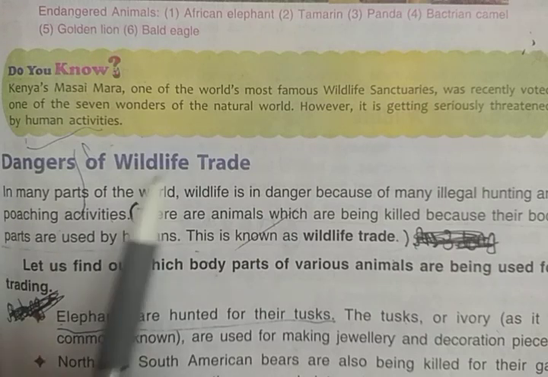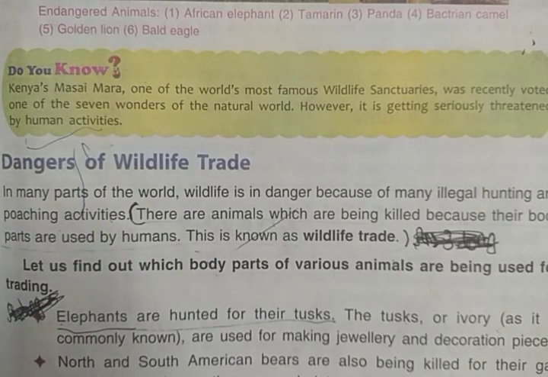Now, dangers of wildlife trade. First of all, what is wildlife trade?